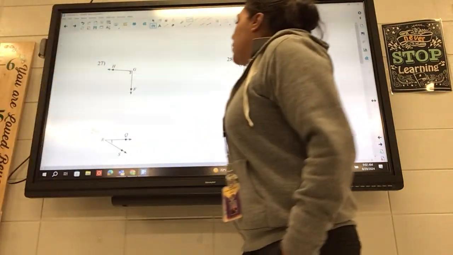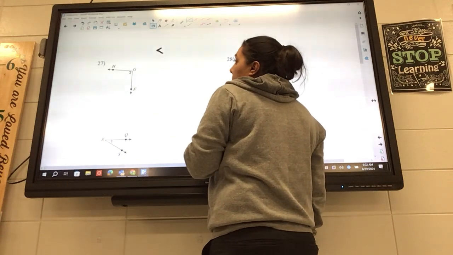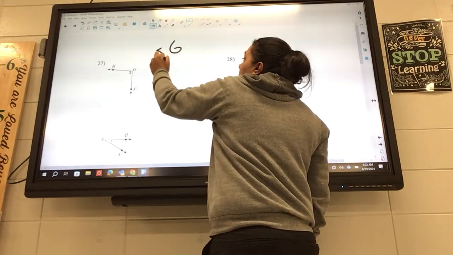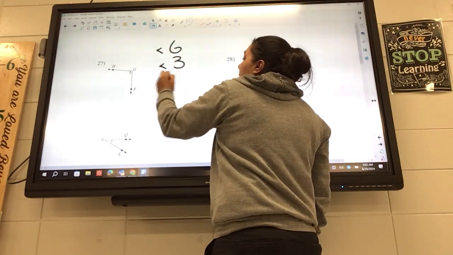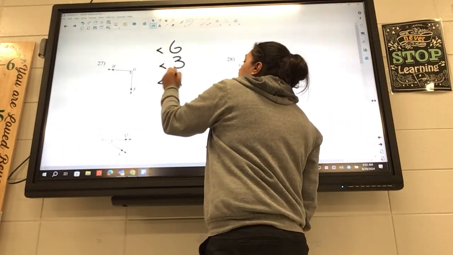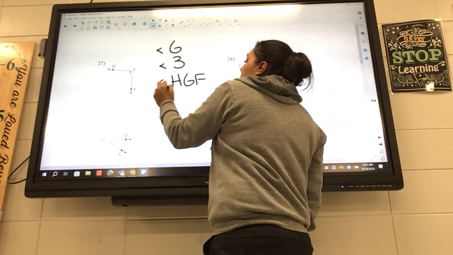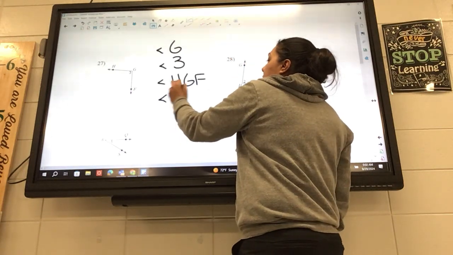So if we're looking at 27, we can say the vertex, what is it? G is one way. What's another way? 3 is another way. HGF is another way. And the last way? FGH.